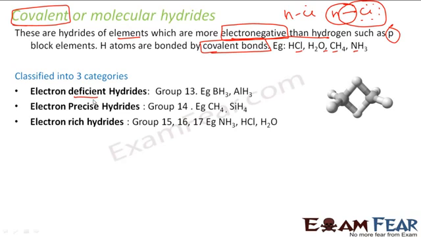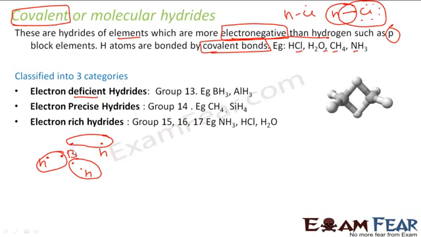These hydrides have fewer electrons. For example, let's draw the structure of BH3. B has 3 electrons, hydrogen has 1 electron. Correct. So now if you want to create a structure of this, it needs 8 electrons to get stable, right? So it will form bonds with 3 hydrogens. This hydrogen needs 2 electrons, it will form a pair. This needs 2 electrons, form a pair. This needs 2 electrons, form a pair.